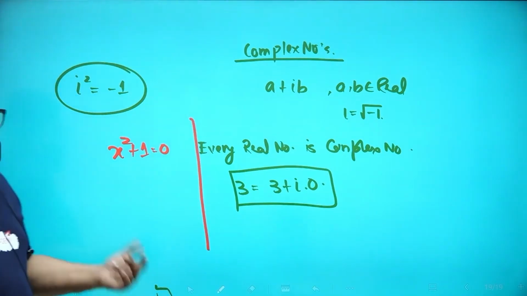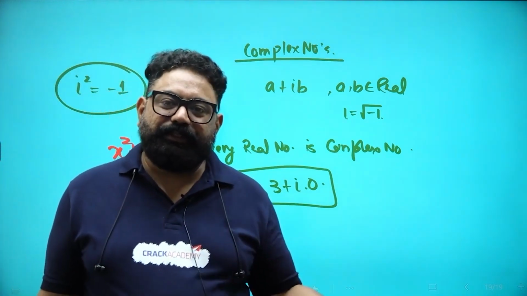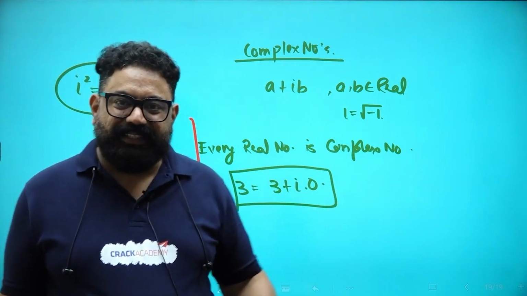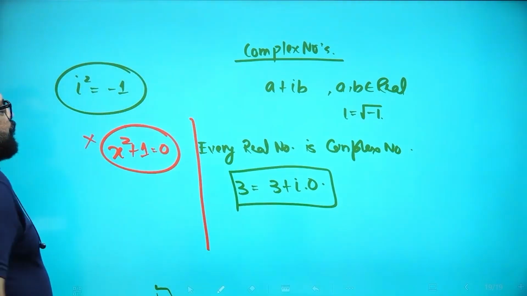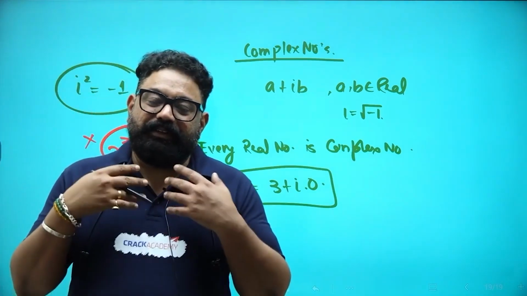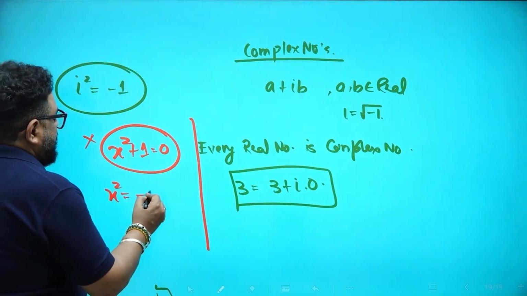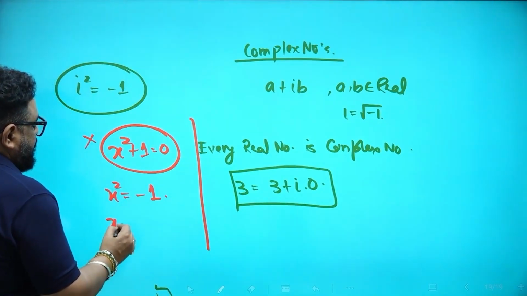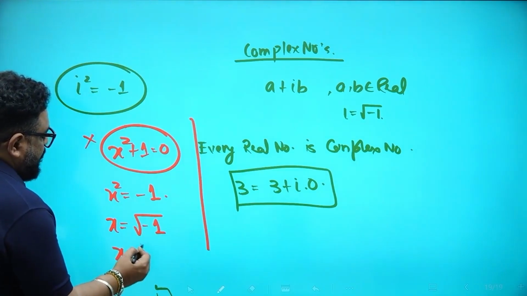If you take any number, the square of any number is positive. Positive plus 1 is equal to 0 is not possible, isn't it? So this equation does not have any real solution till the time you introduce something called complex numbers. This would give you x square is equal to minus of 1, which means x is equal to under root of minus of 1, which means x is equal to iota.